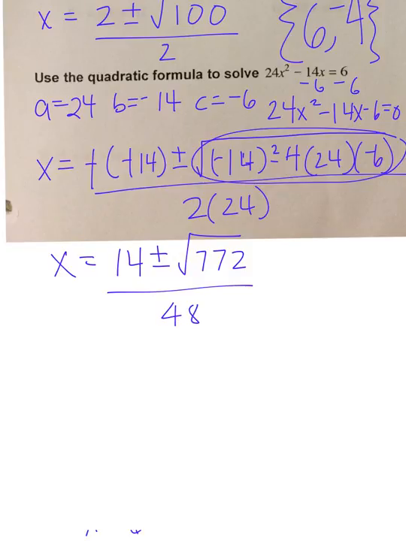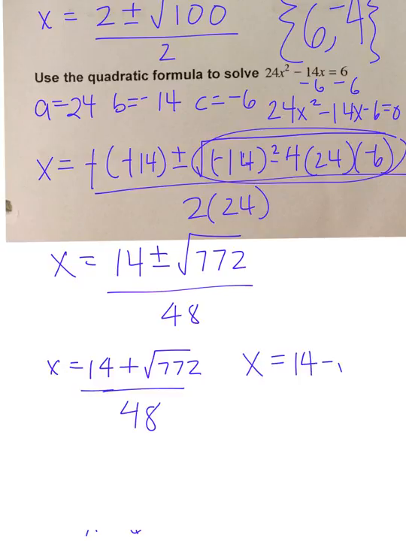Now, the square root of 772 is 27.784887898, which is not pretty. So I'm going to go ahead and split it into my two problems from here. X equals 14 plus the square root of 772 over 48, and x equals 14 minus the square root of 772 over 48.